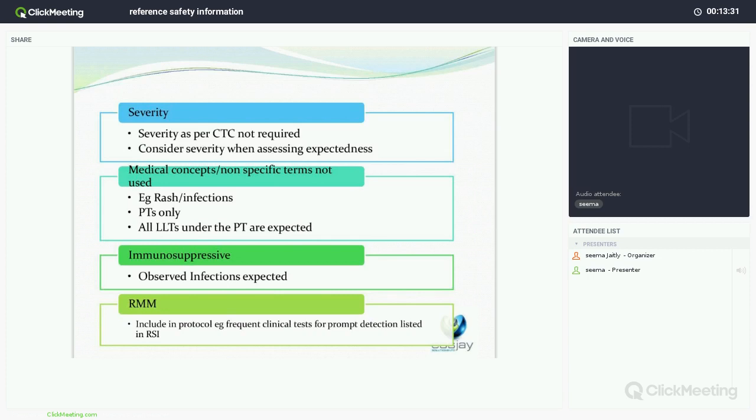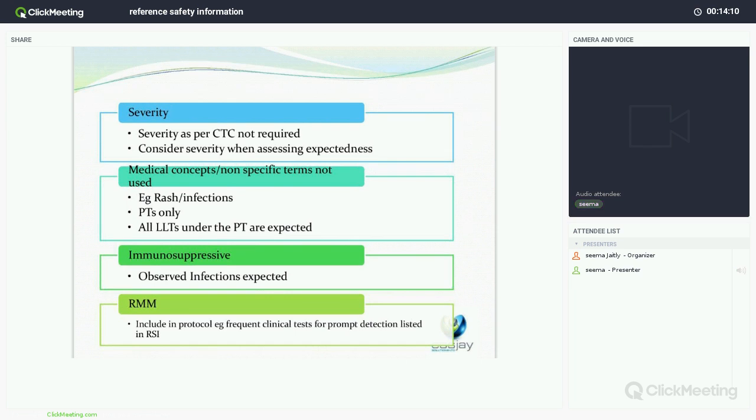You would include PTs only, so the PT should be used to define exactly what your expected terms are, and lower level terms under the PT would be expected as well. When you have an immunosuppressive, we know that this causes infections, although you couldn't put infections, as I stated above. What you should put in are the PTs that are associated with specific infections that have been seen with that immunosuppressive, and you would update that on an ongoing basis. So you can see quite clearly it is about what you've seen with the IMP, not what you expect to see. You shouldn't use broad terms; you should be very specific.